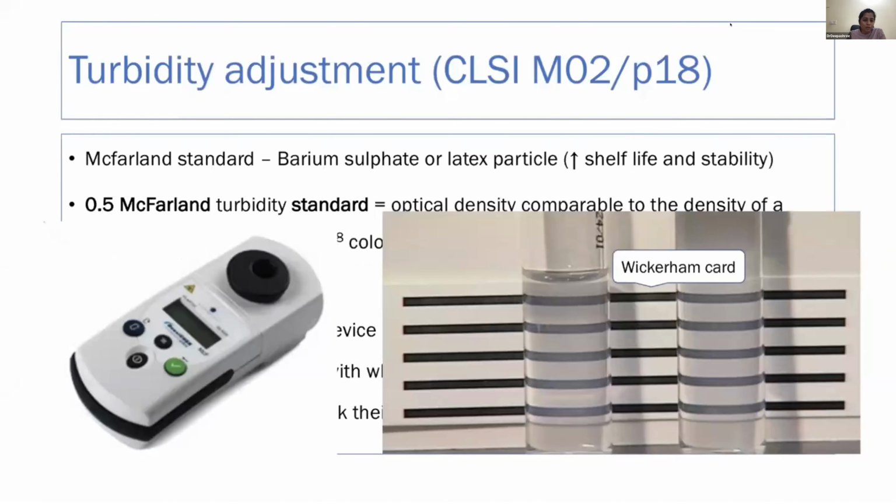So there are two methods. One is using a photometric device. The second one is a white card with black lines. This card, which is called the Wickerham card, is used for adjusting the 0.5 McFarland. In this method you should keep the test tube at a distance of 0.5 to 1 centimeter from the card, and you have to match. You should be able to clearly see all the lines. The edges of the lines should be clearly visible, and this is called the Wickerham card.